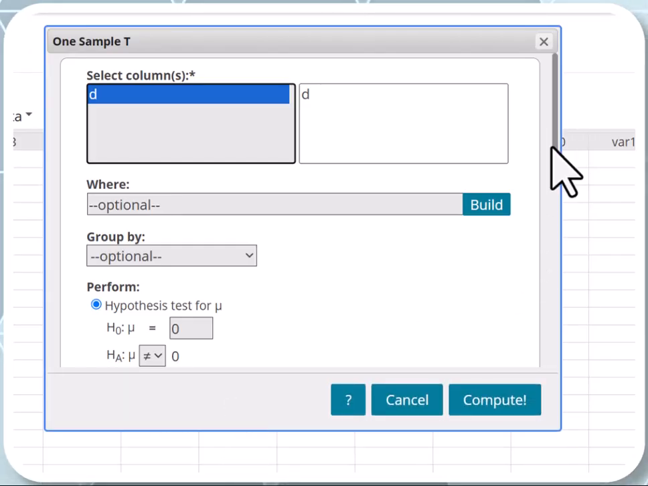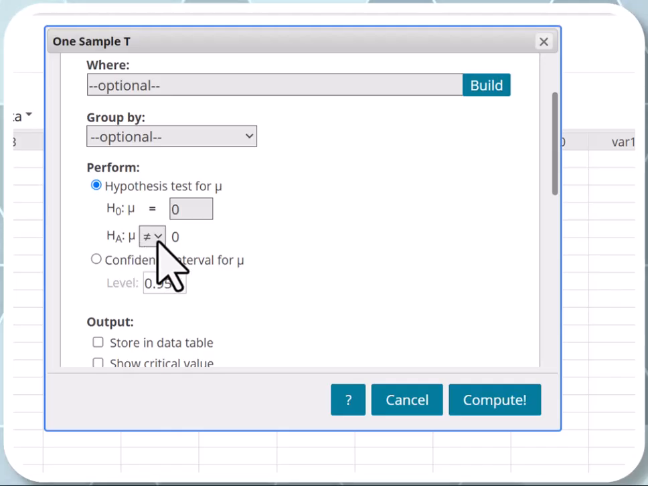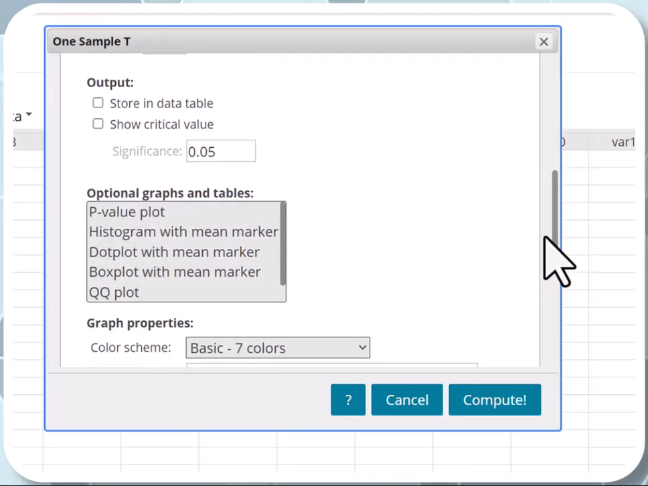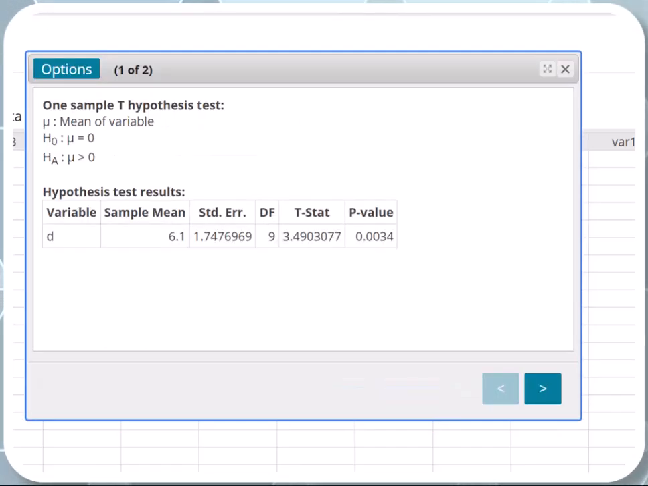Okay, we need to test that the mean of the difference is greater than 0. And if you'd like to see the p-value, you can do a p-value plot right here. So we got the test statistic to be 3.490, and the p-value is 0.0034, which is less than alpha. Then you're going to reject the null hypothesis and support the claim.